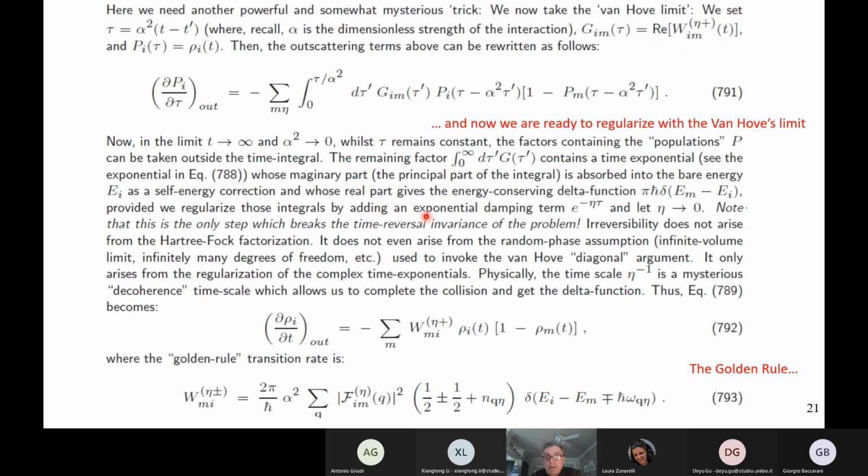I think it's kind of disappointing, in my view. What is the physical meaning of this parameter called here eta, called it s in words? 1 over eta, or 1 over s here, is essentially some decoherence time.